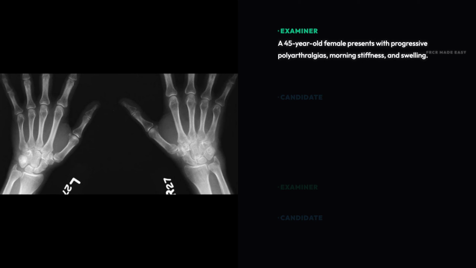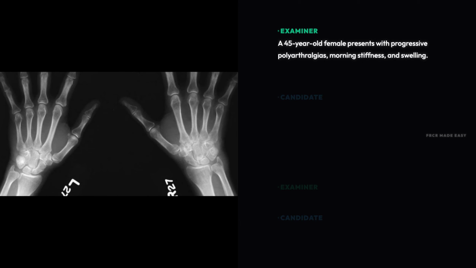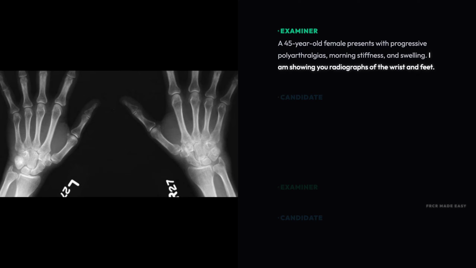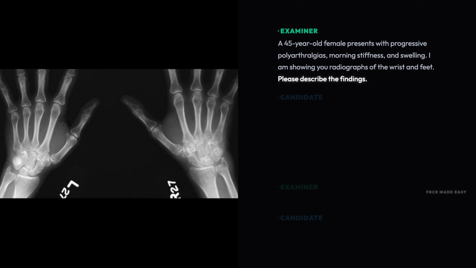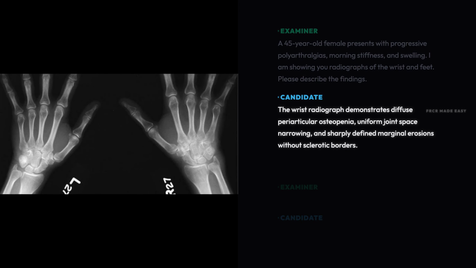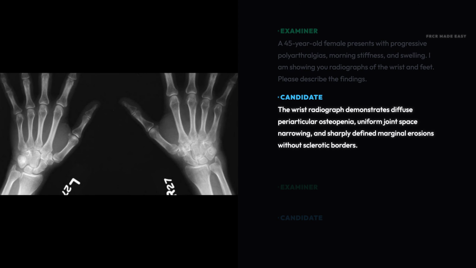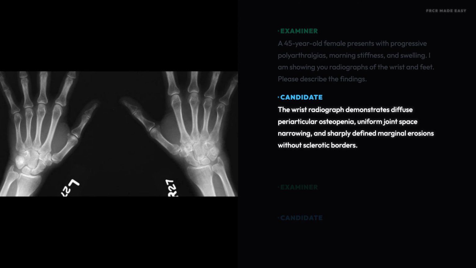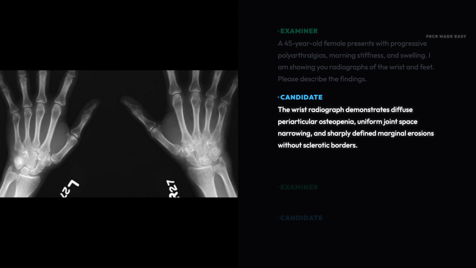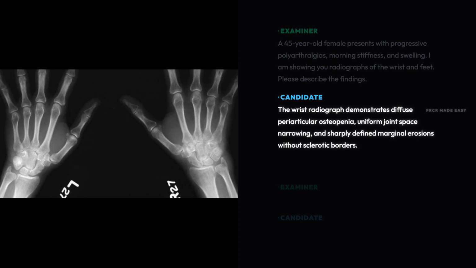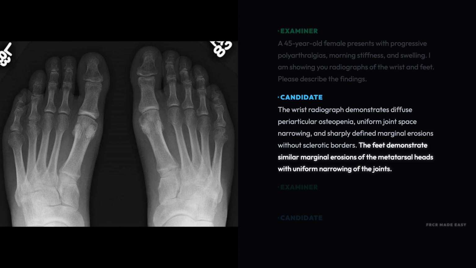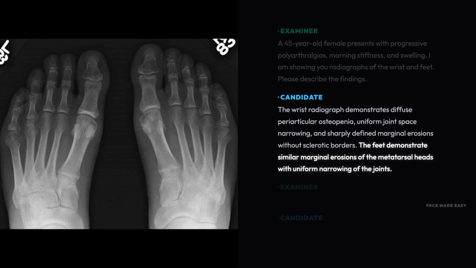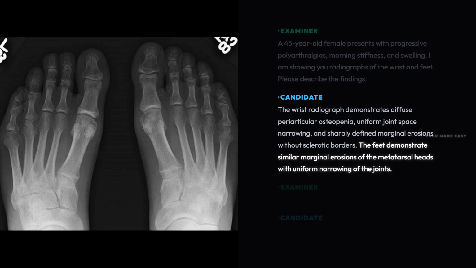A 45-year-old female presents with progressive polyarthralgias, morning stiffness, and swelling. I am showing you radiographs of the wrist and feet. Please describe the findings. The wrist radiograph demonstrates diffuse periarticular osteopenia, uniform joint space narrowing, and sharply defined marginal erosions without sclerotic borders. The feet demonstrate similar marginal erosions of the metatarsal heads, with uniform narrowing of the joints.